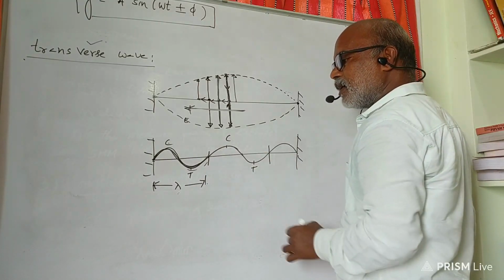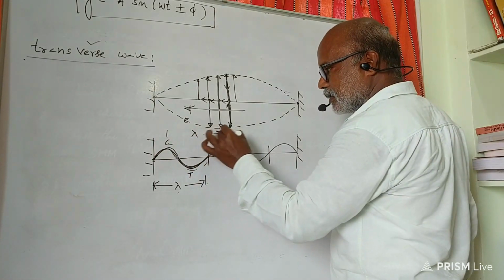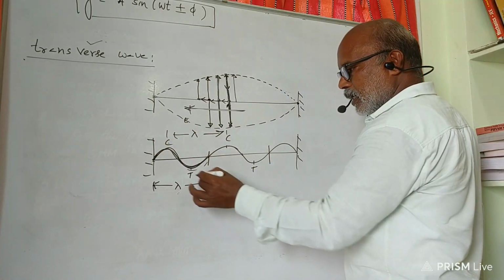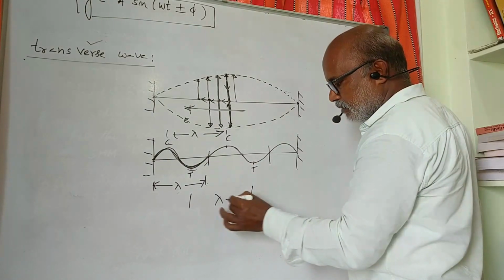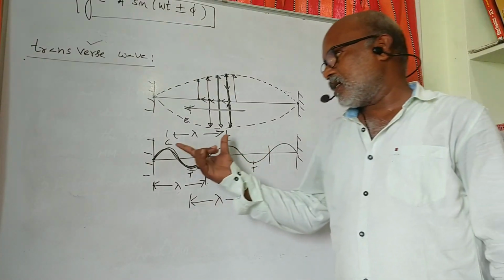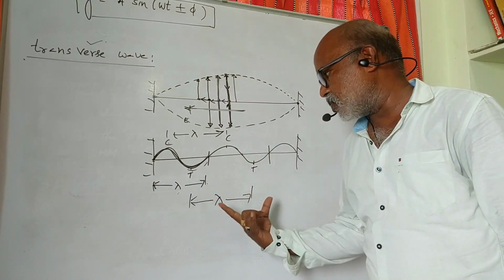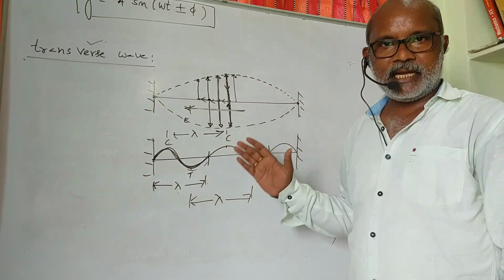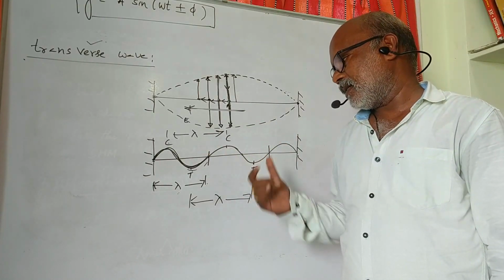Again, wavelength can also be defined as the distance between successive crests. And it can also be defined as the distance between successive troughs. You can define the wavelength like this: the distance between successive crests or the distance between successive troughs. So we can define the wavelength with the help of crests and troughs.